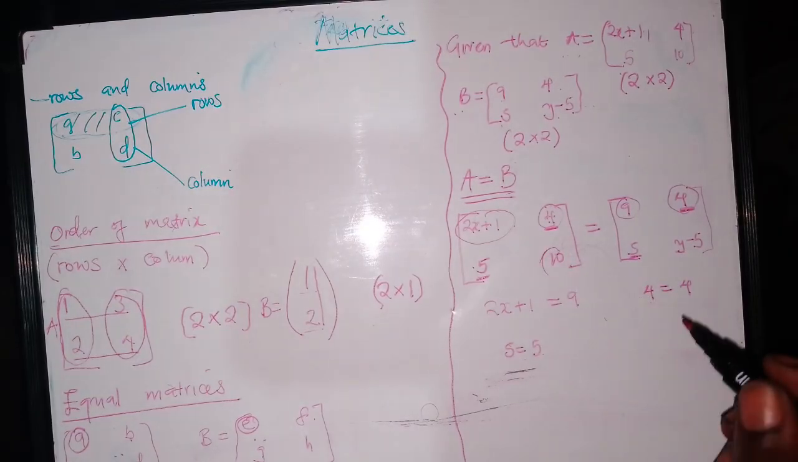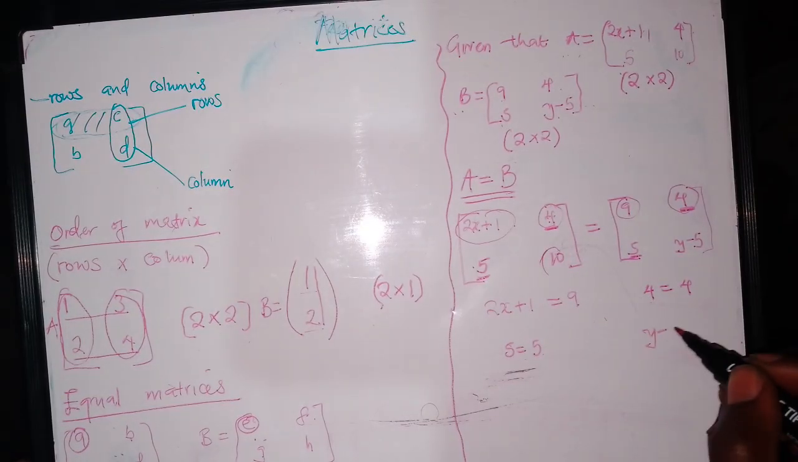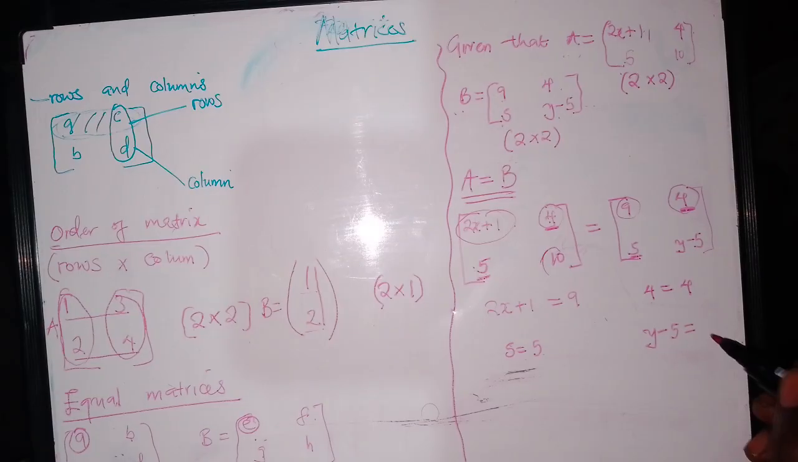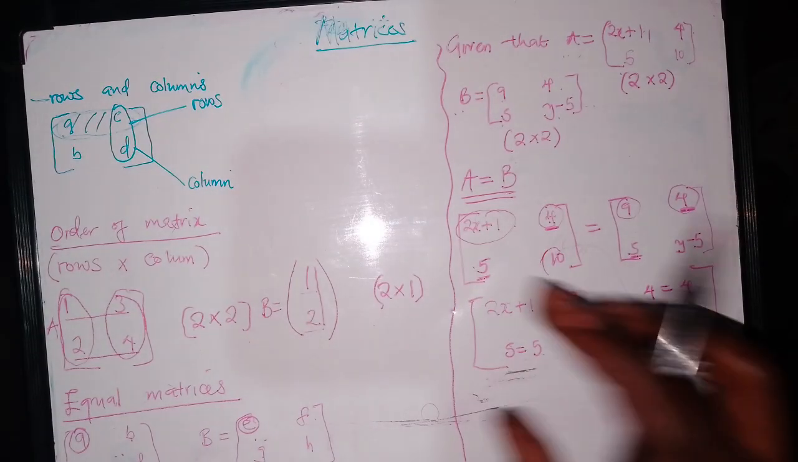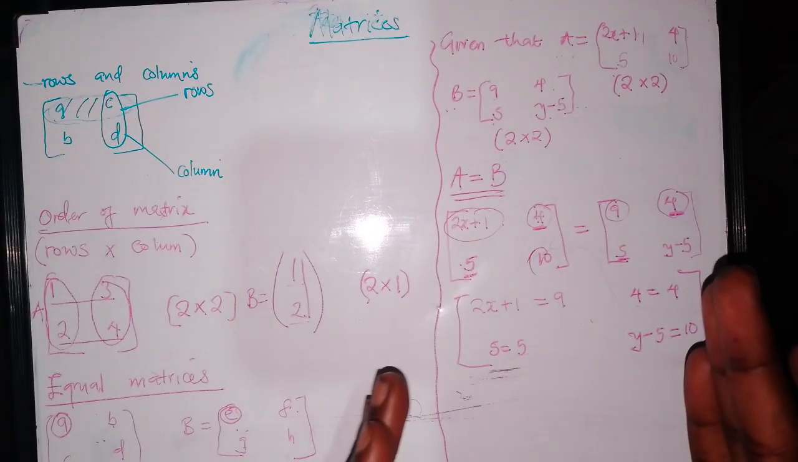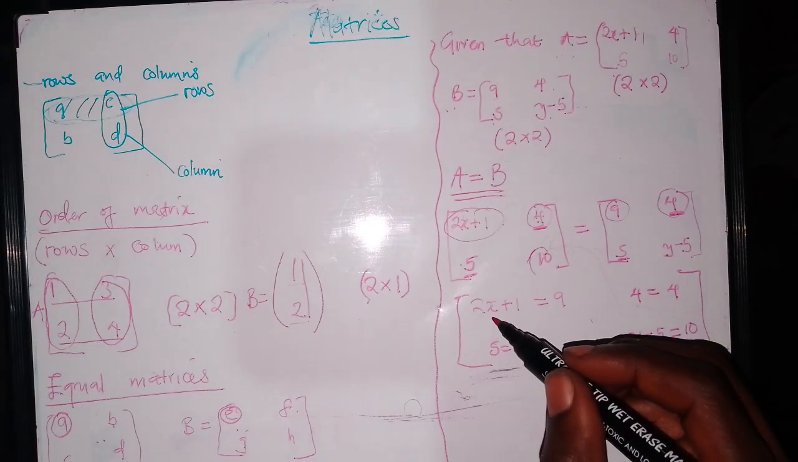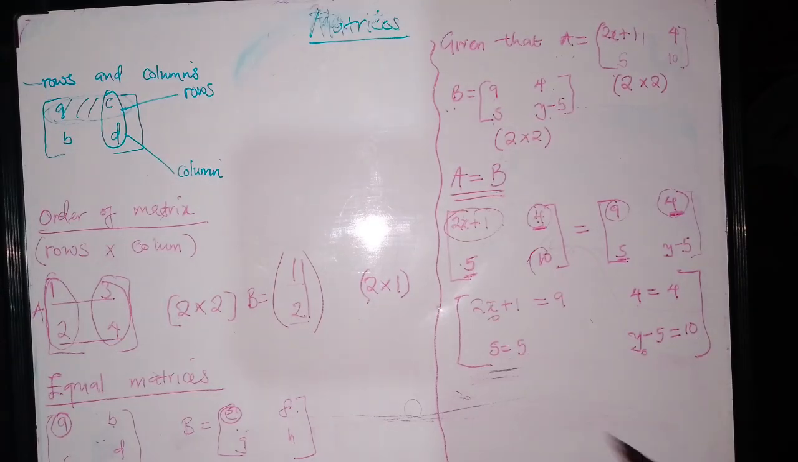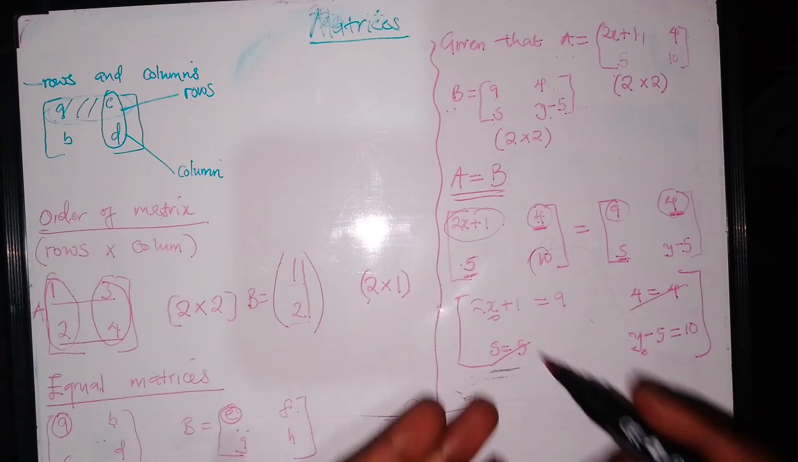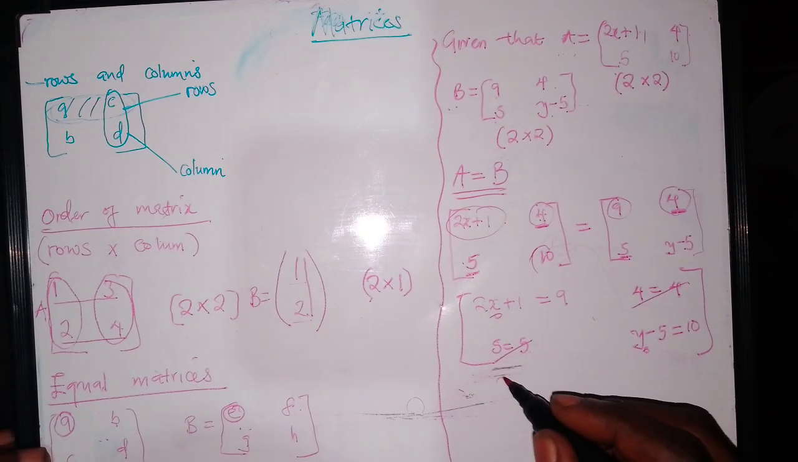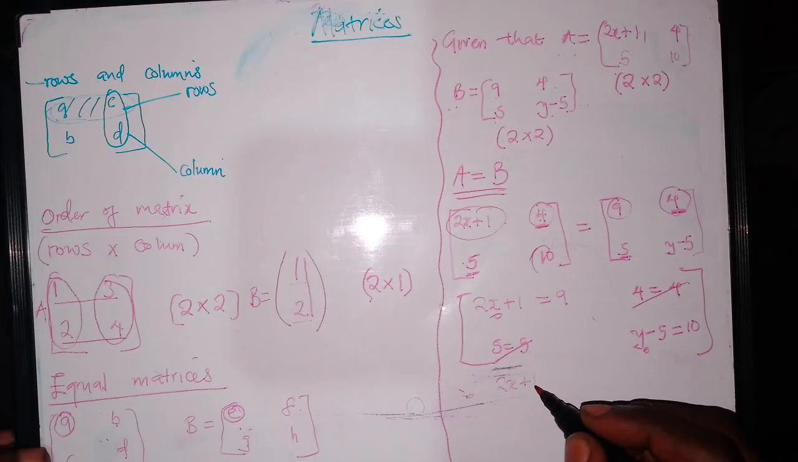Then you move on to 10. You say y minus 5 is equals to 10. So here you have equated now the two matrices. Now our goal is to calculate the value of y and the value of x. So meaning these two are not important. So you pick the first one. You say 2x plus 1 is equals to 9.